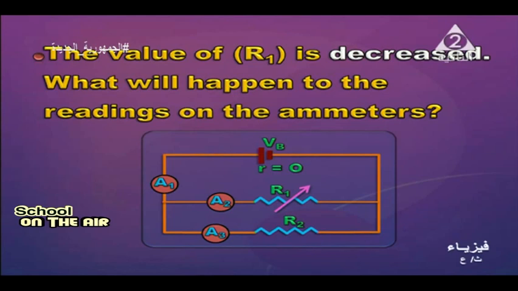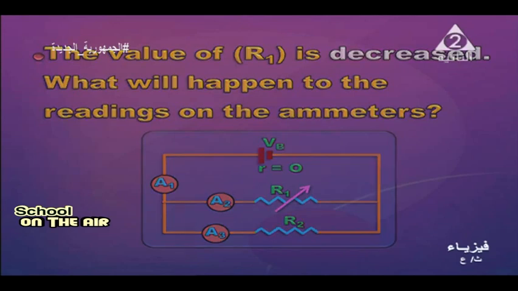And what about A2? A2, as I said, the voltage is the same. Resistance is decreased, so A2 must increase. A2, the current passing through R1, is calculated by V battery divided by R1. R1 is decreased, so A2 is increased. And what about A3? Same voltage, it is the voltage of the battery, V battery. The resistance is unchanged, so A3 is unchanged. So once again, A1 increased, A2 increased, A3 is unchanged.